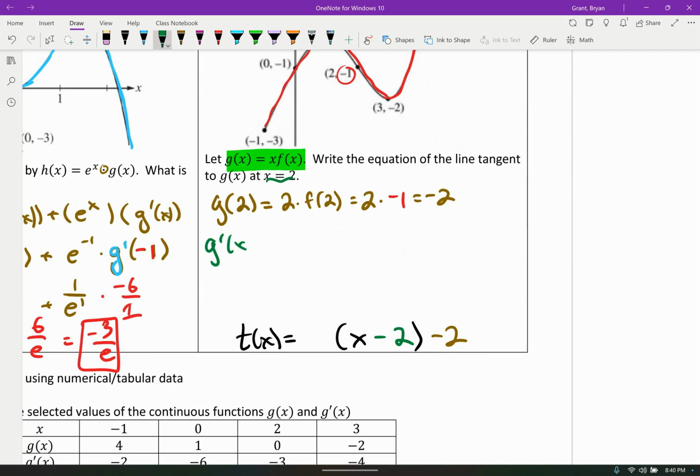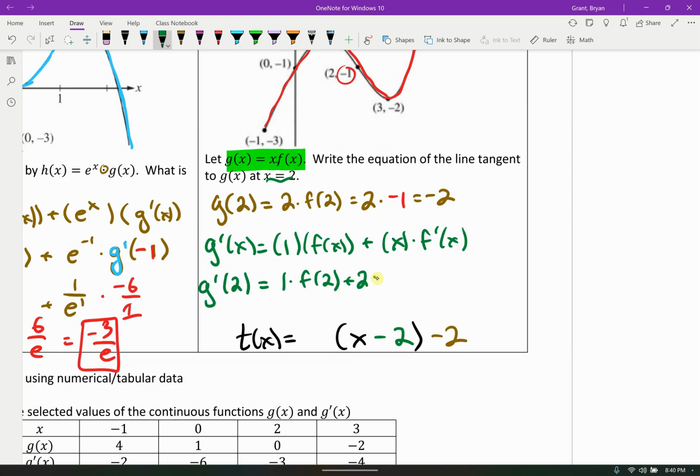Awesome. Okay, let's now look for g prime of x. Hopefully you figured out where this is going. X is multiplying by f of x. It's a type of derivative we've done before. I still did it wrong though. The derivative of x is 1. Keep f of x the same, and f prime of x. Nice. Then we need to find g prime of 2. So 1 times f of 2 plus 2 times f prime of 2.